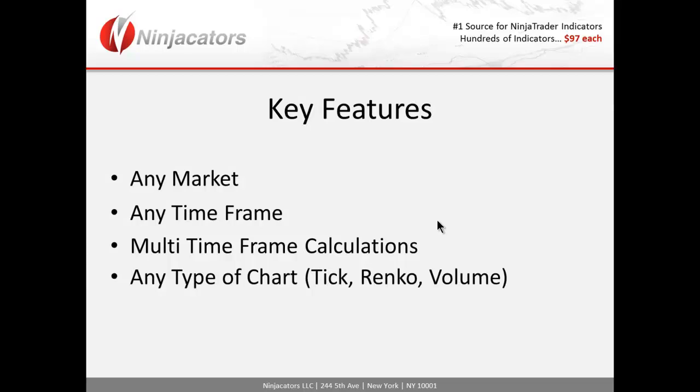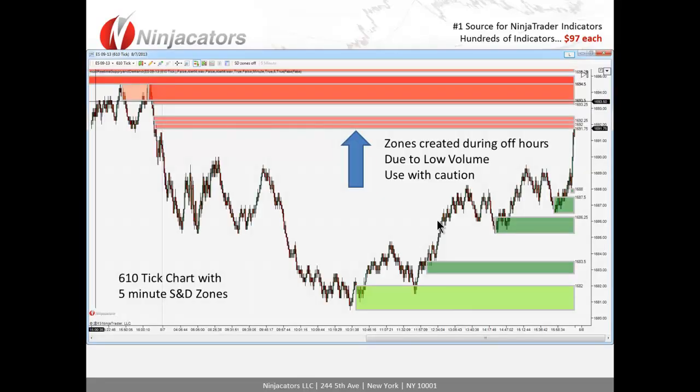The other thing you can do is any type of chart. You can do a tick chart, a Renko, volume, any kind of non-time chart. Here's an example of a 610 tick chart with a 5-minute supply and demand zone. Notice that it creates zones during all times, during the hours. This is created during the off hours, just around midnight.